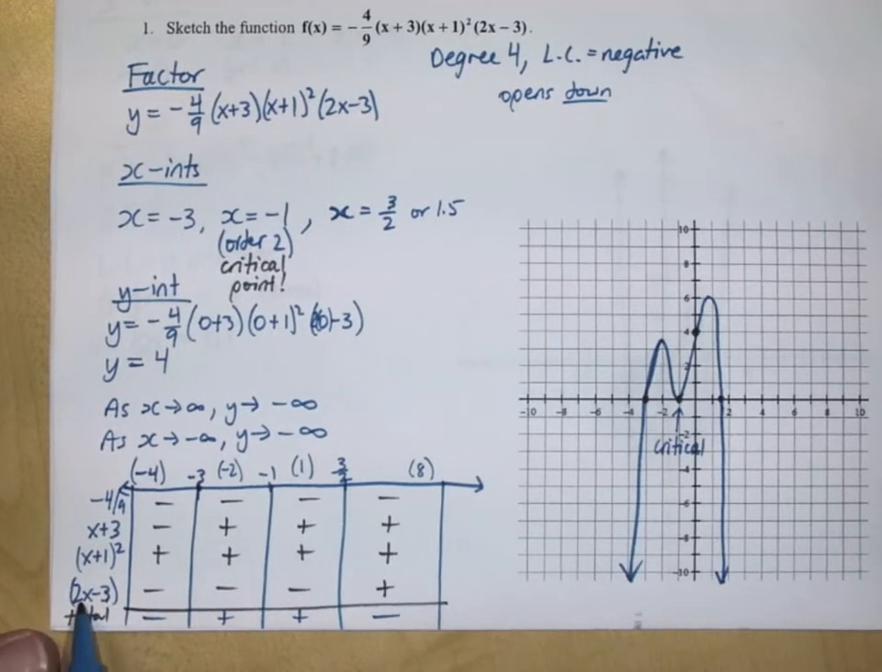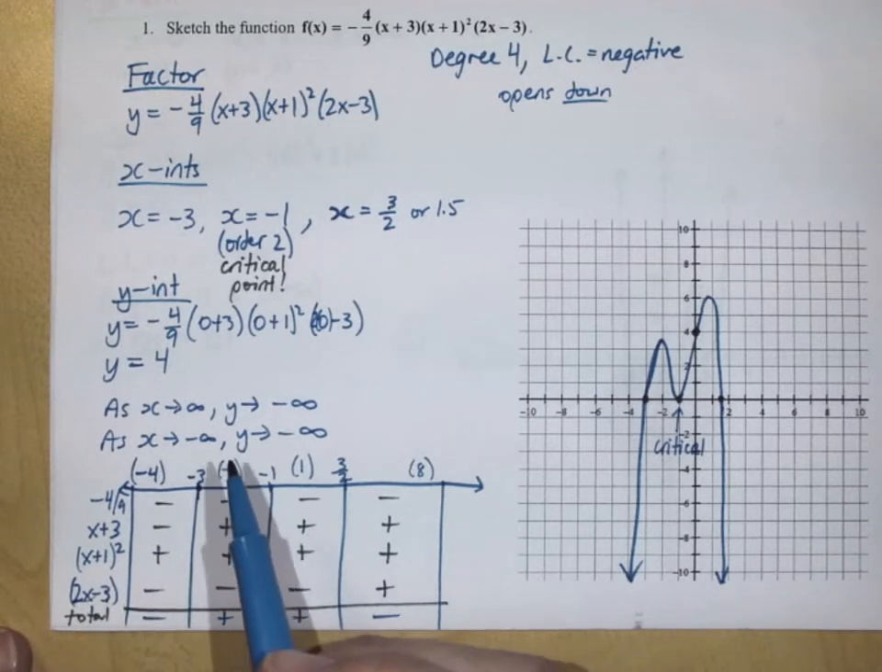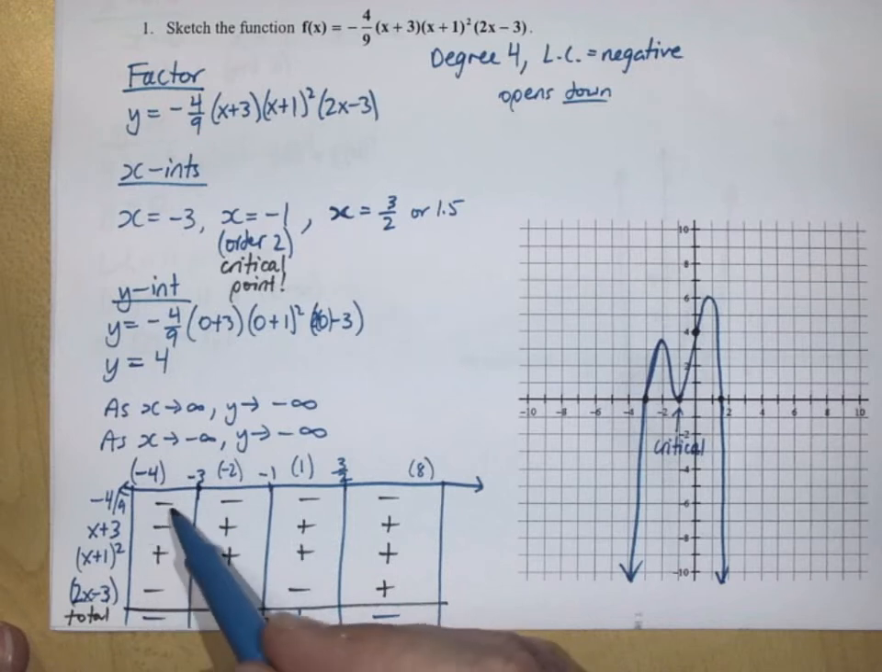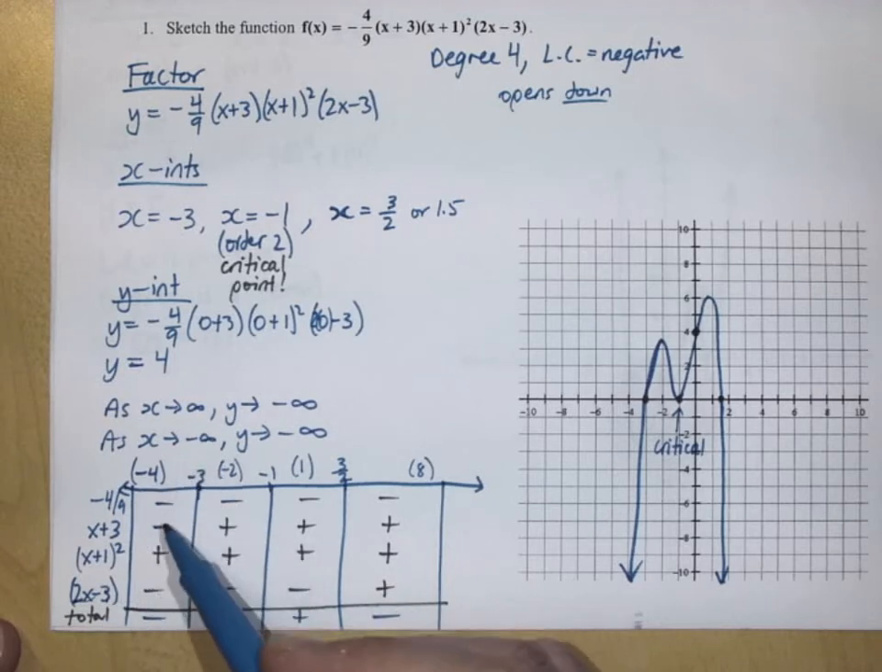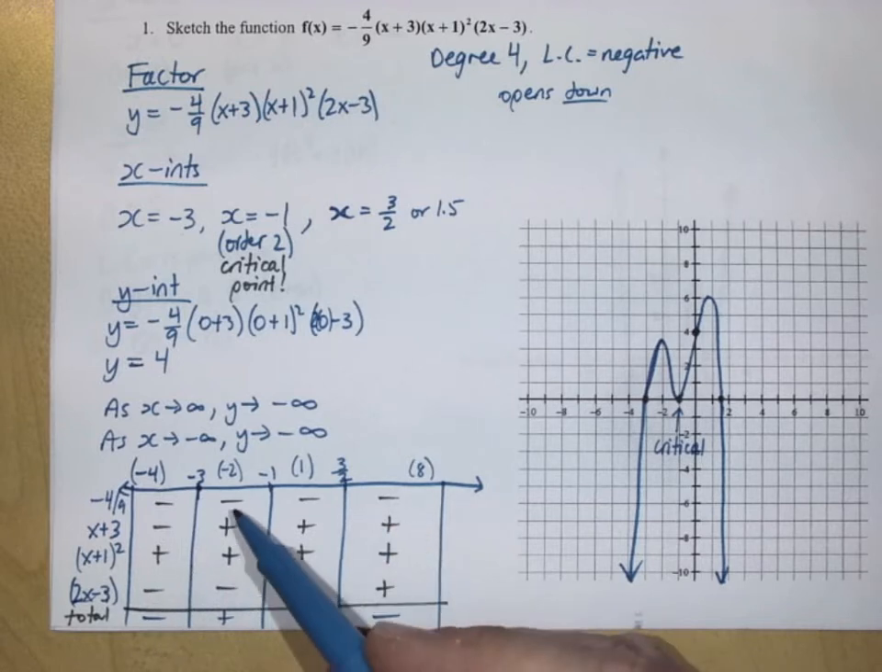Then we get to our last factor, 2x minus 3. Well, 2 times -4 is -8, minus 3 is -11. That sign is negative. What do I do now? I multiply the signs together to see what the overall or total sign would be for -4. Negative times a negative times a positive times a negative, well, that's an odd number of negatives. That makes the entire sign negative for that round. Let's do it one more time.